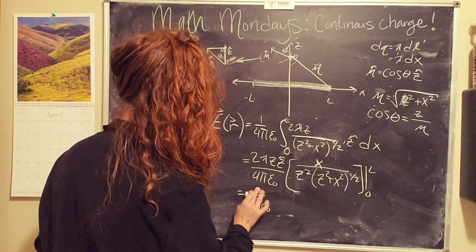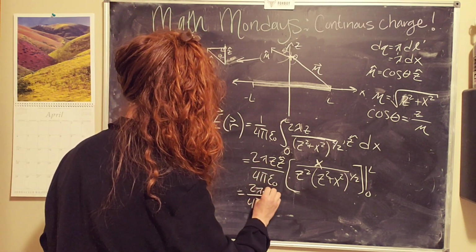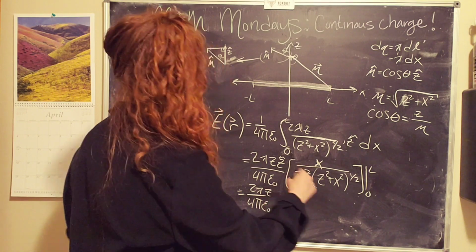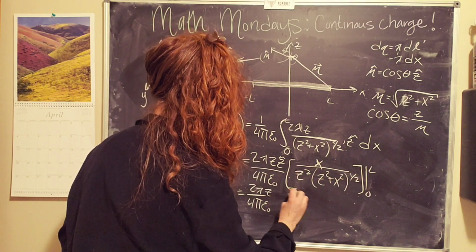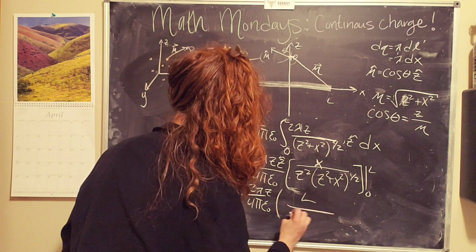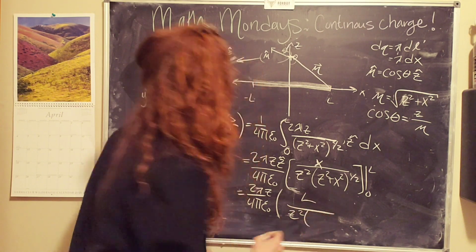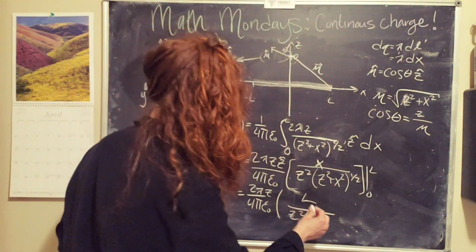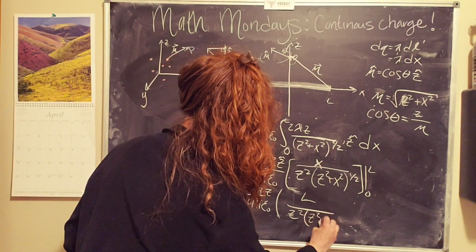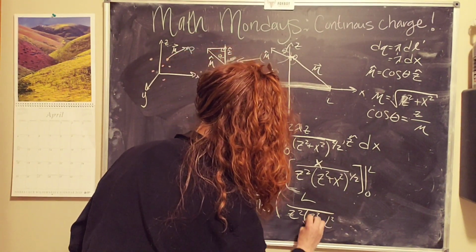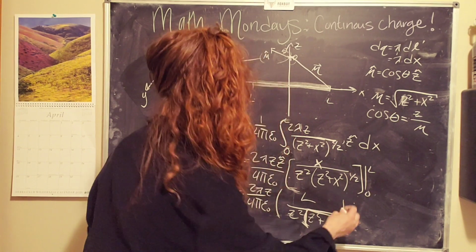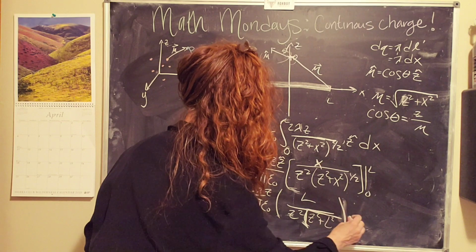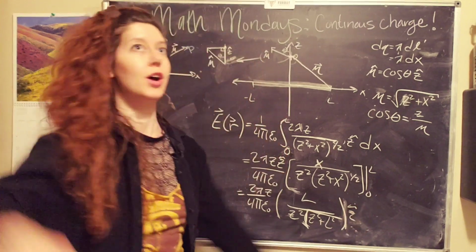X over z squared times the square root of z squared plus x squared, and this is going to run from 0 to L. The 0 part is going to cancel because of the x on top. Well, okay, I can rewrite it. 2 lambda z, we'll pull the z hat out in a second. We're going to get L over z squared. Can y'all see that? Is that too low? No, that's okay. Over z squared plus L squared, well, just root. Okay, in the z hat direction.